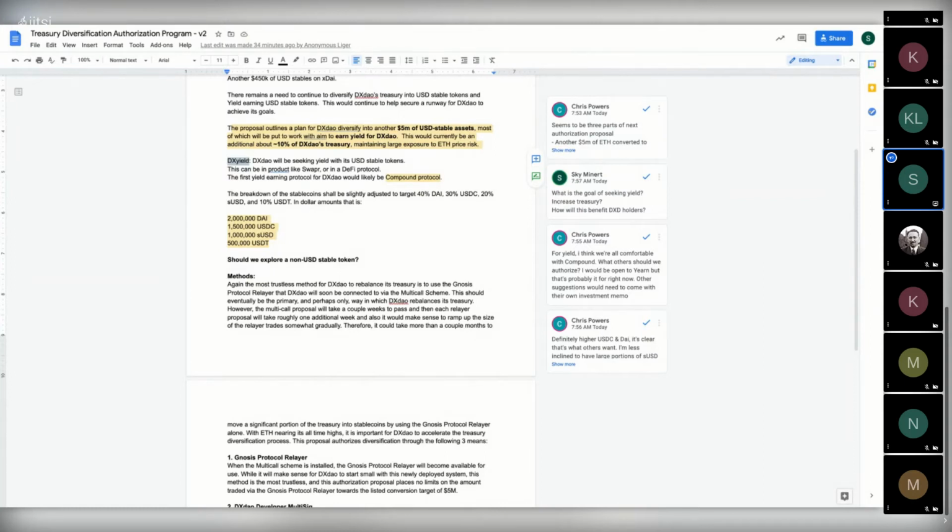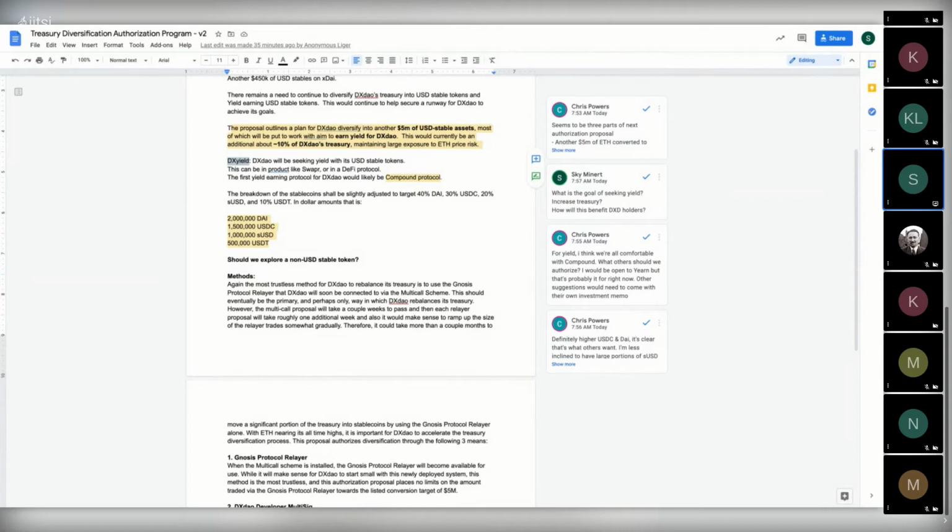That is a question that still remains open. If we're putting the treasury to work and earning money from it, does that money get paid out in dividends to DXD holders, or does it stay in the treasury? And what is the end goal of increasing the treasury, basically? So I'll open that up to the floor for any comments and feedback on this proposal, and we can discuss.